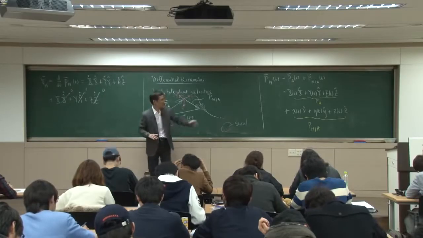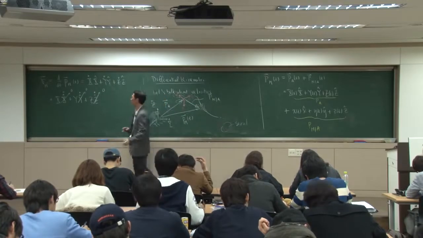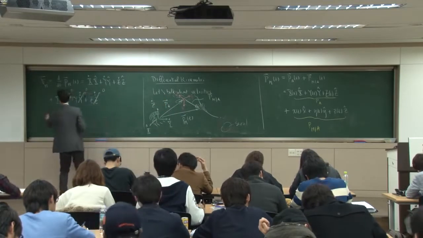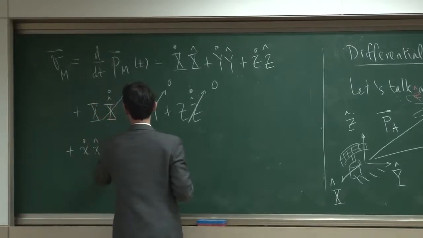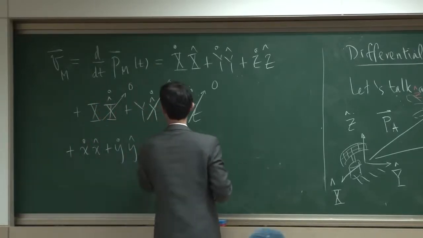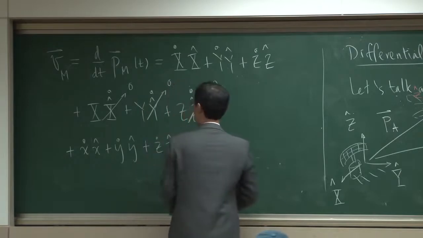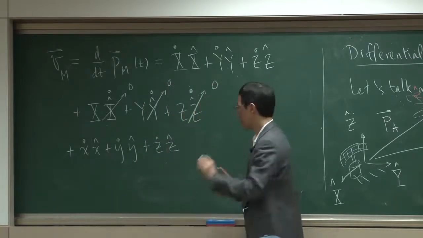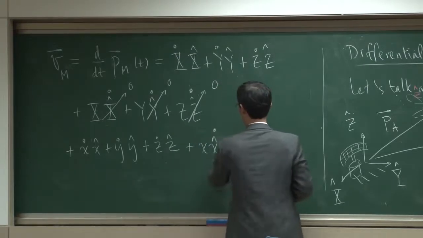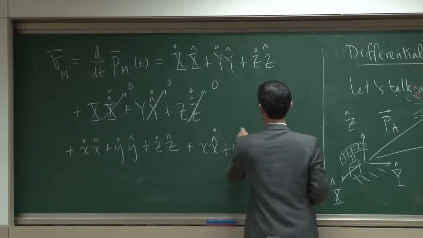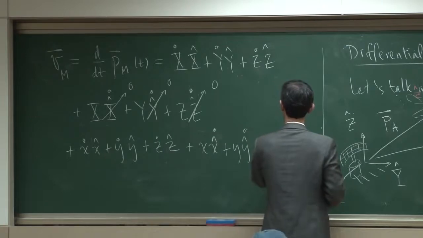Okay, now we still have one more term. So let's do that. Small x dot x hat plus small y dot small y hat plus small z dot small z hat. Oh, we also have, right, plus x times x hat dot plus y, y hat dot plus z, z hat dot.